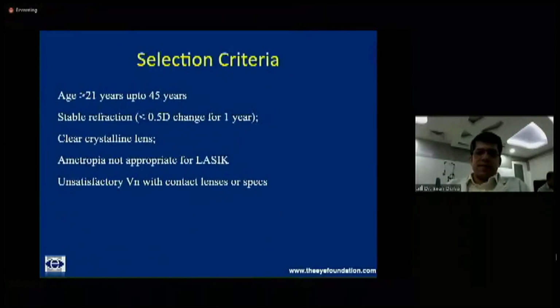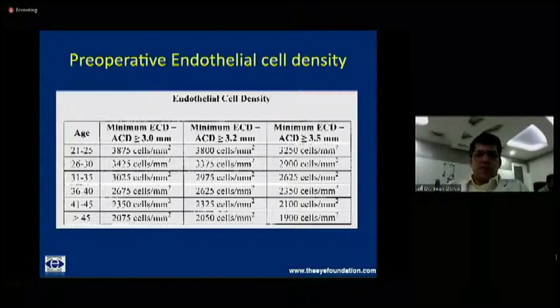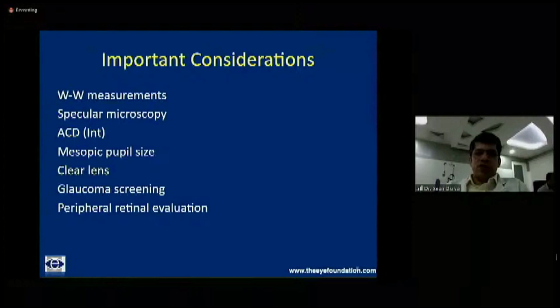The selection criteria is age above 21 years up to 45 years, a stable refraction, a clear crystalline lens, and ametropia not appropriate for LASIK. The other features including a mesopic pupil size less than 5, adequate anterior chamber depth, and this will be covered in detail subsequently by Dr. Ramamurthy. The preoperative endothelial cell count has to be verified, and important considerations include the white-to-white measurements, SPM, internal anterior chamber depth, mesopic pupil or clear lens, glaucoma screening including the applanation tonometry, gonioscopy, and even visual fields and an OCT in suspect cases, and a proper peripheral retinal evaluation.